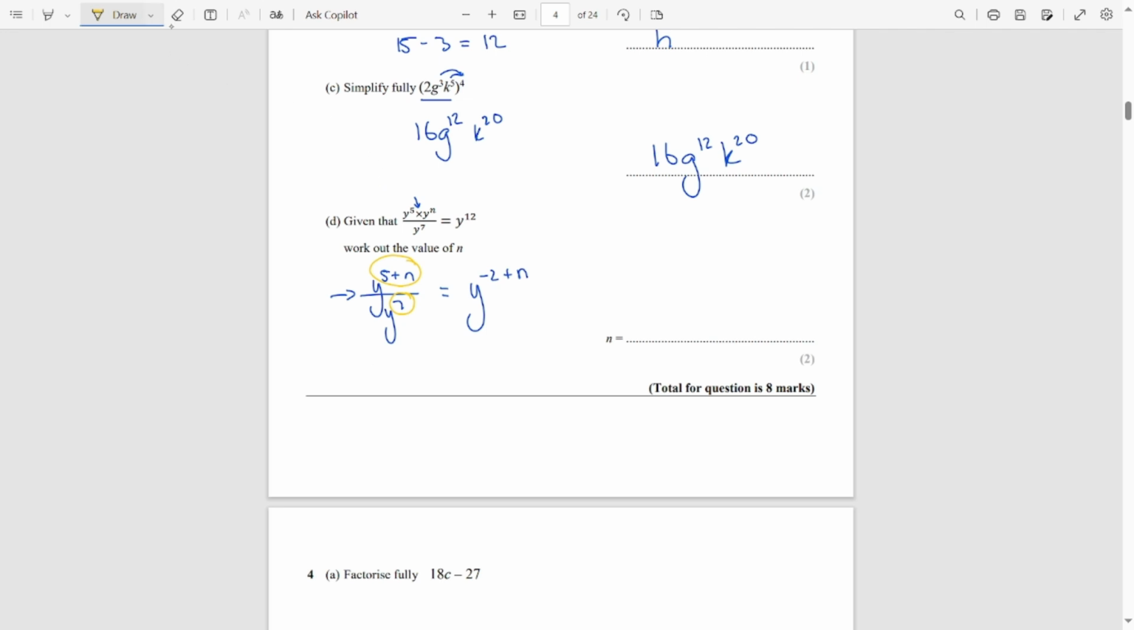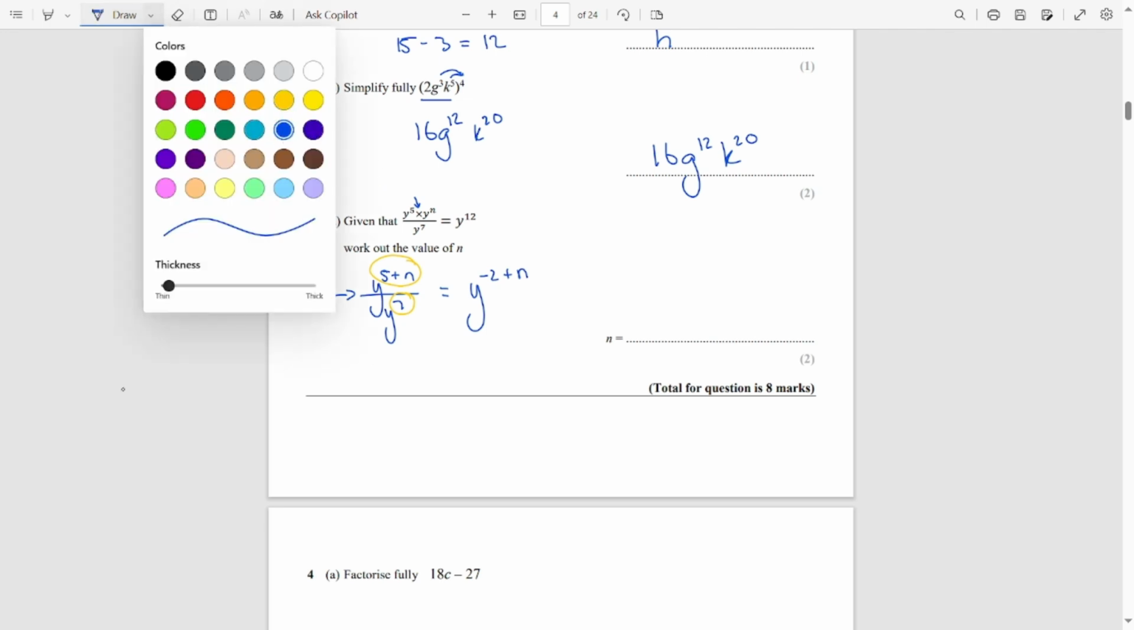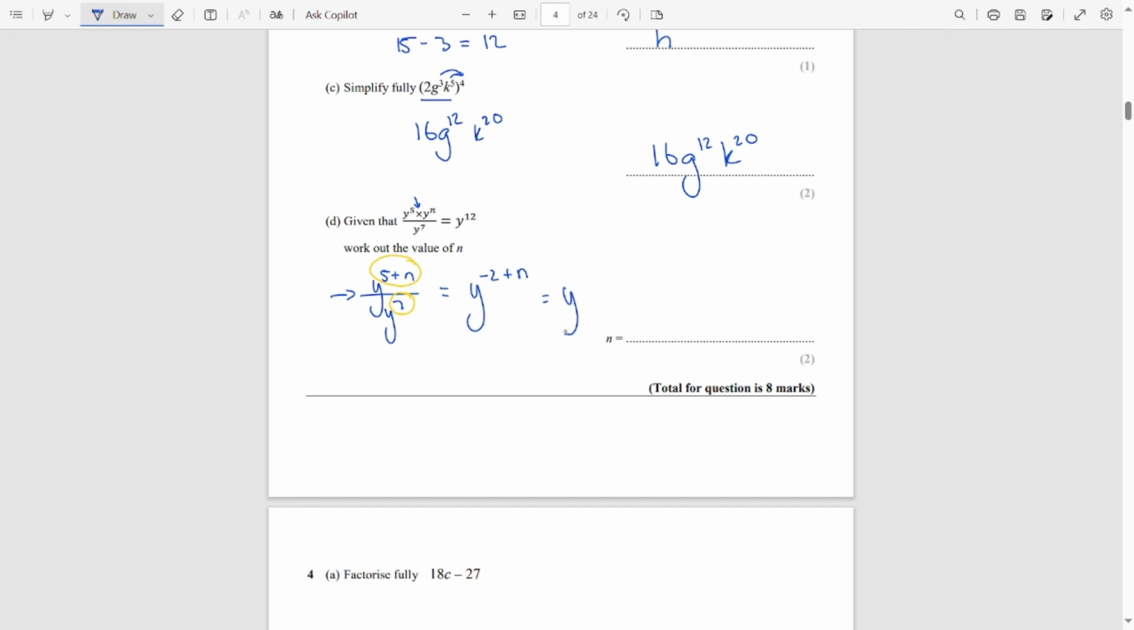Now we are solving this equation because this is just the thing on the left-hand side, and we know that this is still equal to y to the 12. So therefore, minus 2 plus n is equal to 12. And then I add 2 onto both sides, or you can think about it as moving it over there, changing that negative to a positive, and so n is 14.